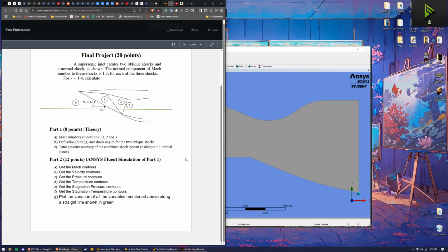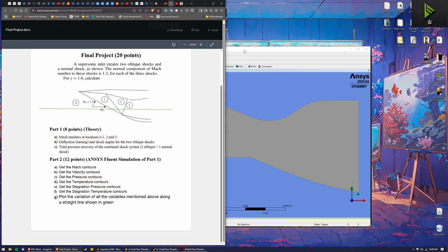My simulation follows along some numbers that we put together in part 1, finding the Mach numbers, the deflection, and the total pressure recovery. I use the Mach number at Mach 0 coming into the inlet, and I also take into account distances that my teammate found for the lengths at point 1 and point 2. The rest of the lengths are found, let's say, artistically and from the distances found in the graphic.